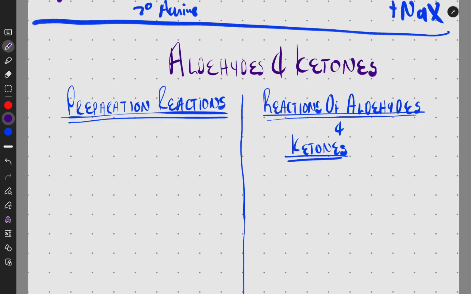Oxidation. You just oxidize, oxidize, oxidize, okay? You oxidize alcohols until you get aldehydes and ketones, okay? So it's just oxidations that make these two. And then what about the reactions? Their reactions are oxidation of both of them.